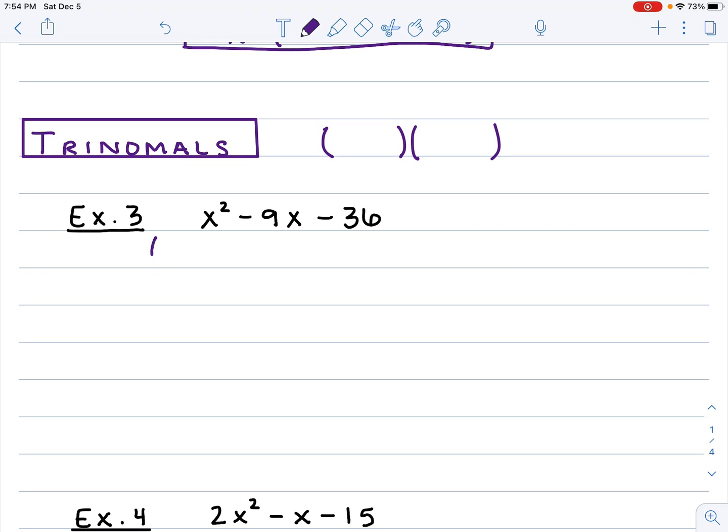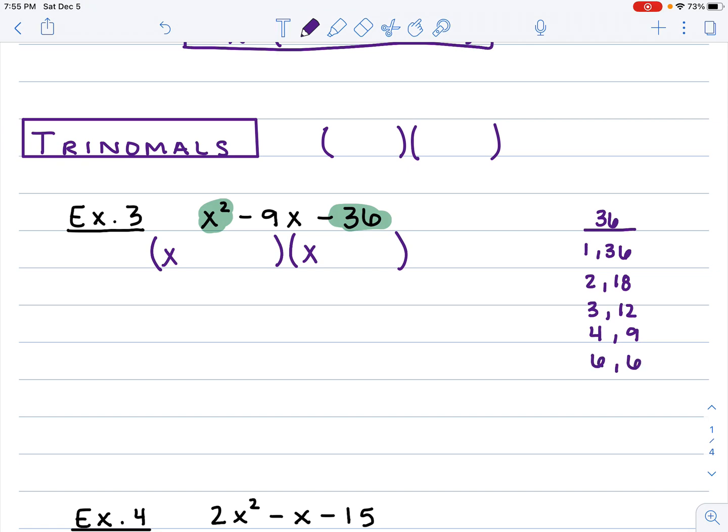So for the trinomial method, the most common approach is you make your sets of parentheses. The first thing that goes in there is what times what gives you x squared. Well, x times x gives you x squared. The second numbers in here are going to be what times what gives you negative 36. So let's make a list of things that multiply to 36 real quick. I've got 1 and 36, 2 and 18, 3 and 12, 4 and 9, and 6 and 6. There's a lot of things that multiply to 36.